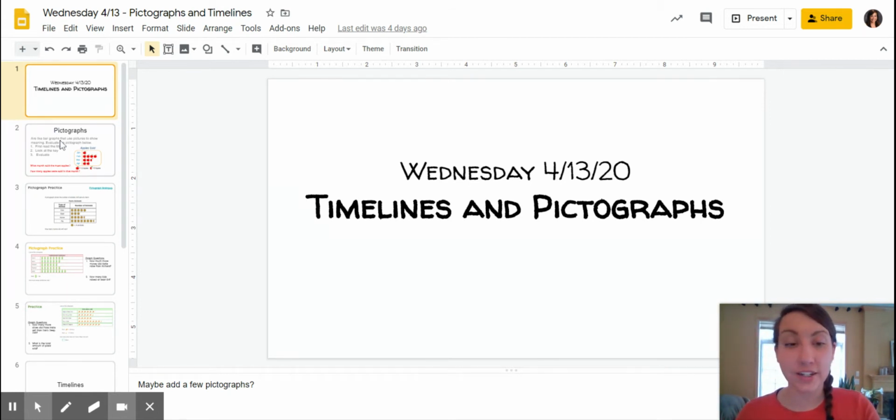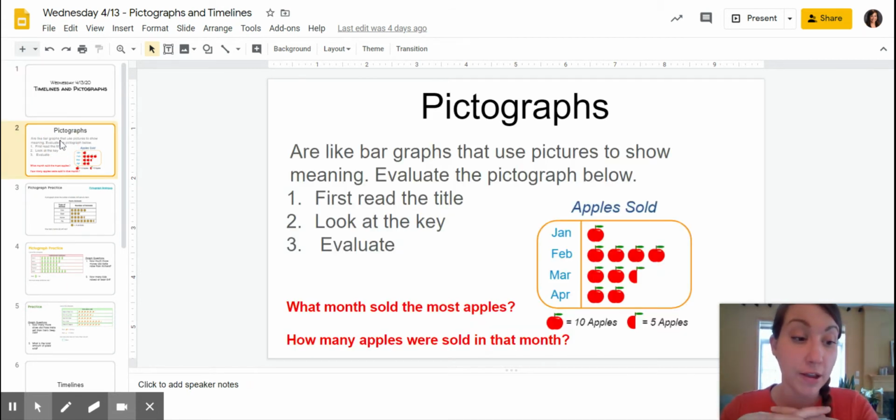Let's talk about pictographs first. Actually, these are my favorite out of these two. Pictographs are awesome. They're like pictures that represent bar graphs, sort of, and you use a pictograph to display data. So first thing you do when you come into a pictograph is read the titles. So, apples sold. Look at the key. 10 apples equals one apple shape. 5 apples equals a half.